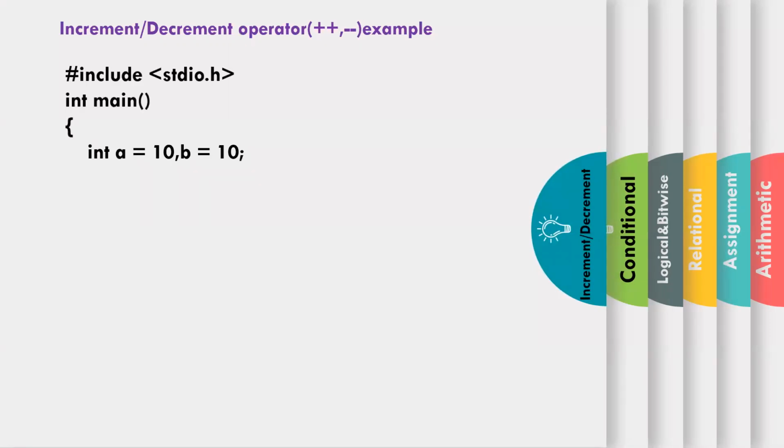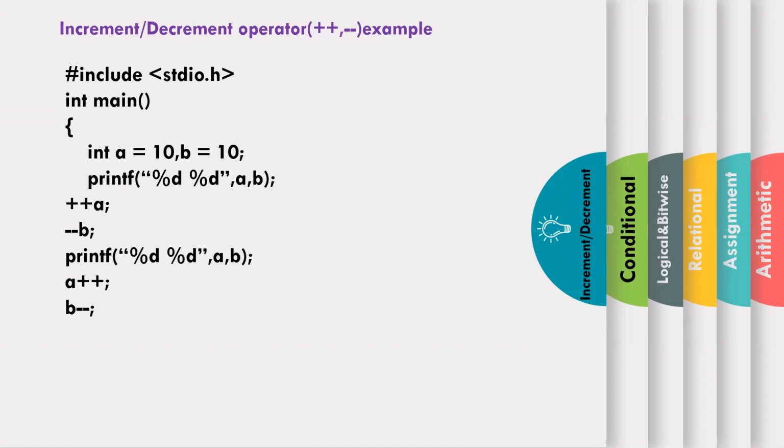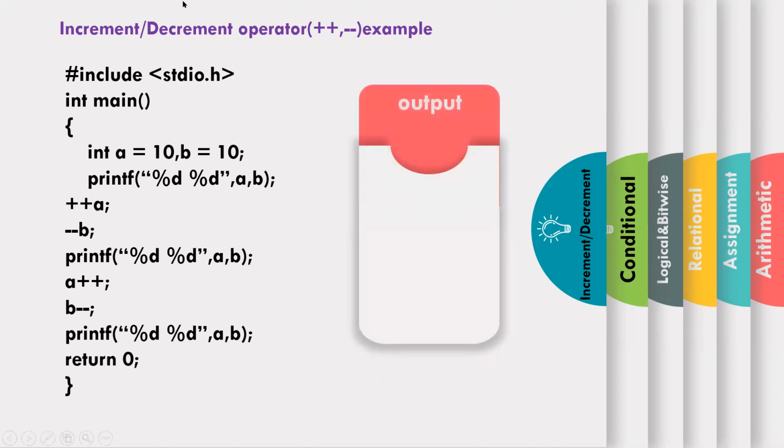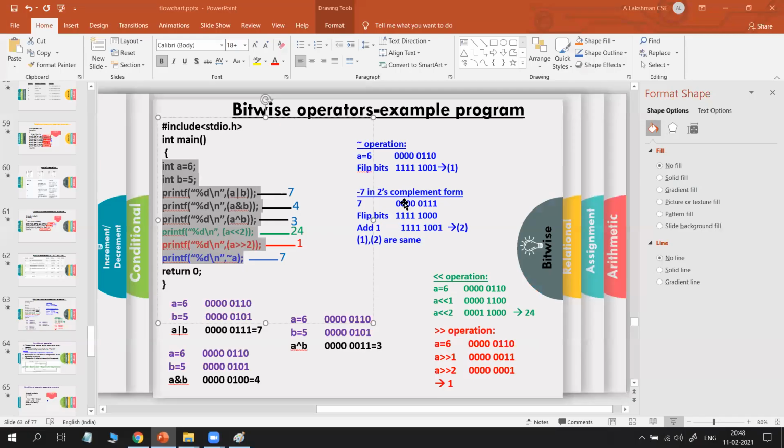So first consider this example program. A is 10, B is 10. Print A, B. After that, plus plus A, minus minus B, print A, B. A plus plus, B minus minus, print A, B. So what is the output of this program? First A is 10 and B is 10. If you apply plus plus A, A becomes 11. Minus minus B means B becomes 9. Okay, so it prints 11 and 9.